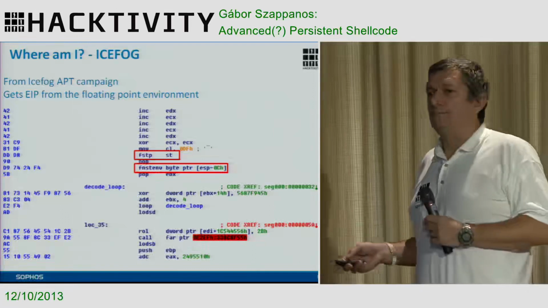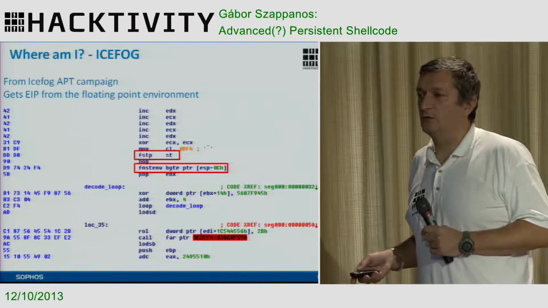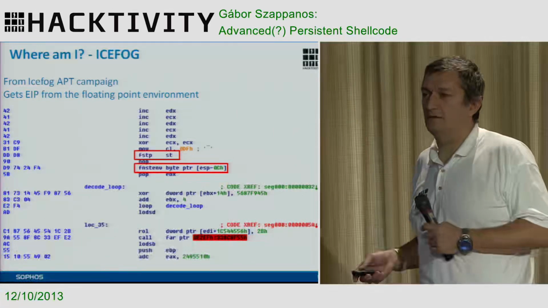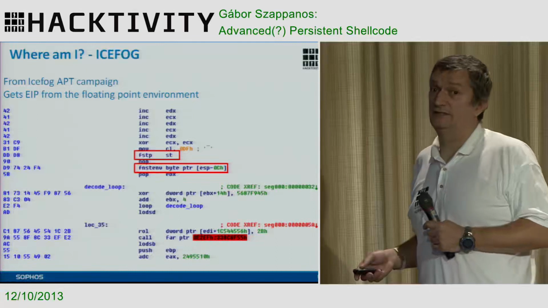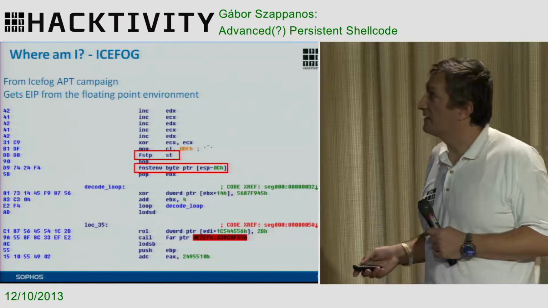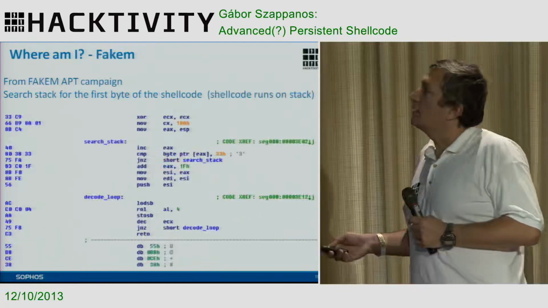It's a very nice method. It has been used for a couple of years, but it's very common knowledge. Most of the Metasploit shellcode payloads are using this method for getting the EIP. So there's really nothing original in it.